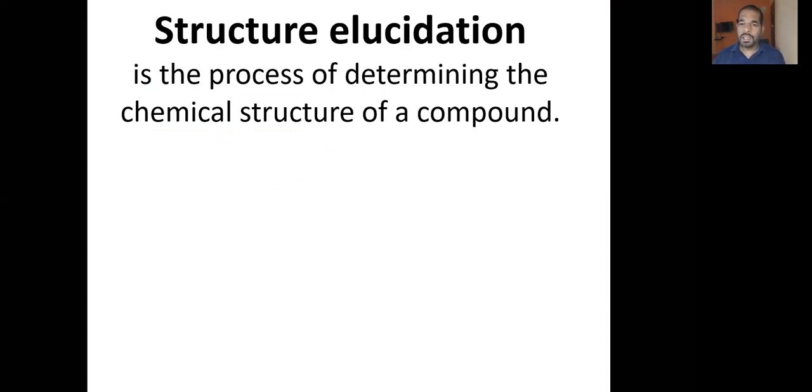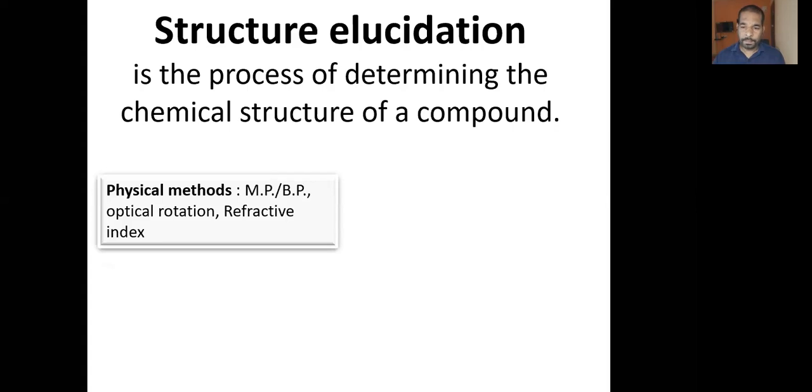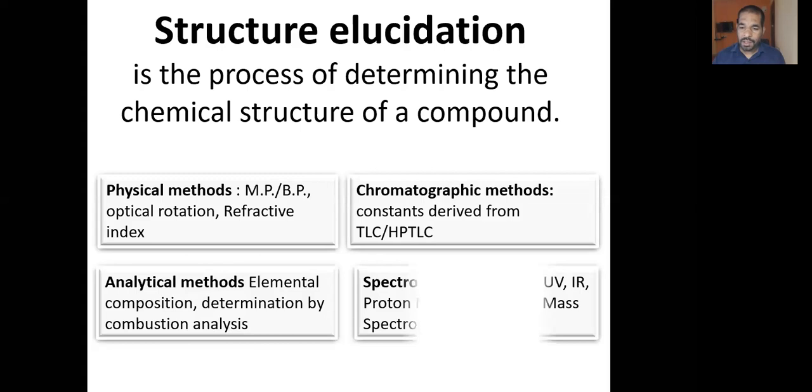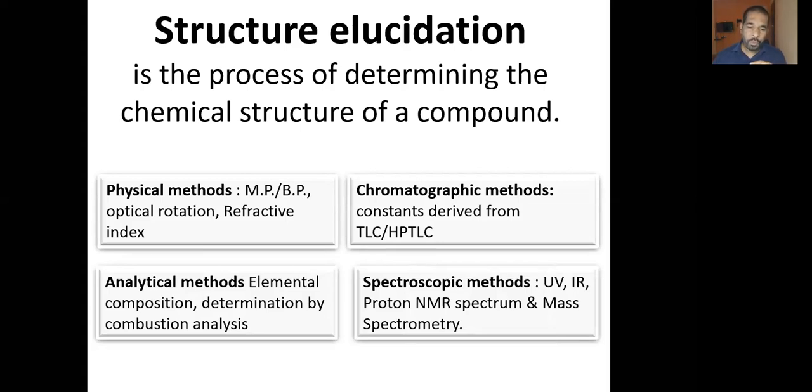Now, structural elucidation has various processes like physical methods, analytical methods, chromatographic methods, and spectroscopic methods. I have not mentioned the chemical methods here because those are not mentioned in your syllabus. So, we are going to discuss a few methods which are available in your syllabus.